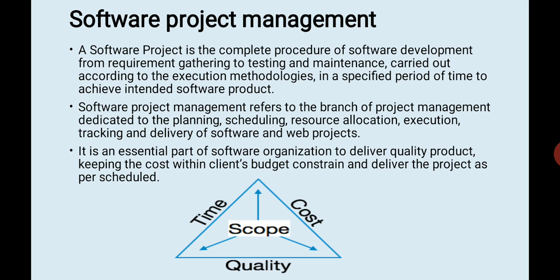Software project management refers to the branch of project management dedicated to the planning, scheduling, resource allocation, execution, tracking and delivery of software and web projects, right? So it is an essential part of a software organization to deliver all the three. What are they? Quality product, keeping the cost within client's budget, and deliver the project as per schedule, right? So a good software project management should encompass all the three. It should take into account the time, the cost and quality of the product.